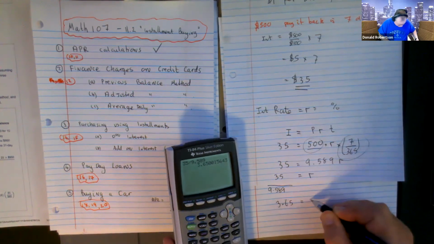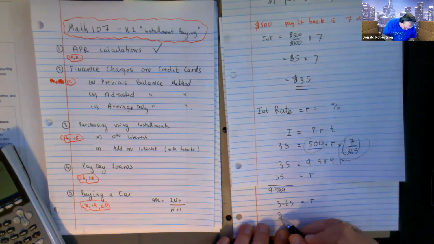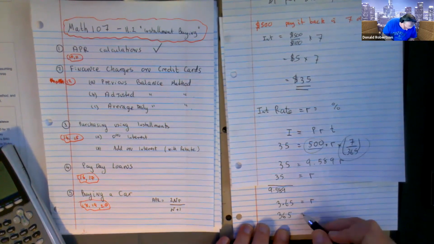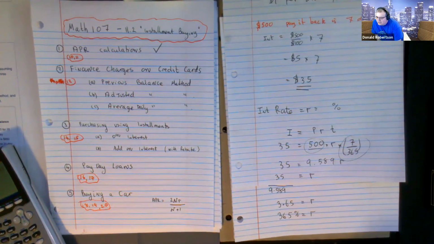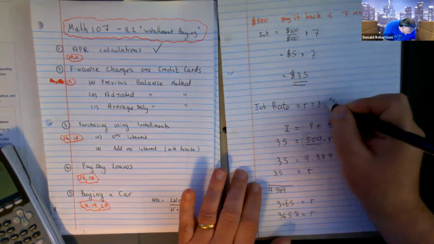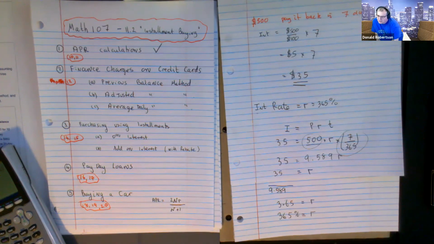And you're going to think, oh, that's all right. 3.65. Sorry, that's the interest rate as a decimal. That's 365% interest rate. 365. It's just interesting that it's the same number as how many days in the year. 365.